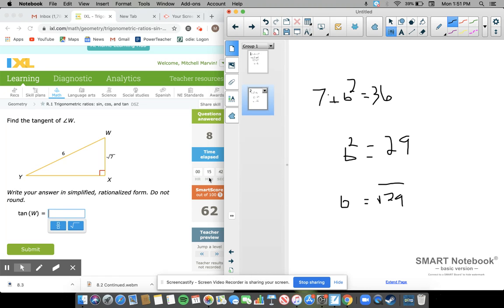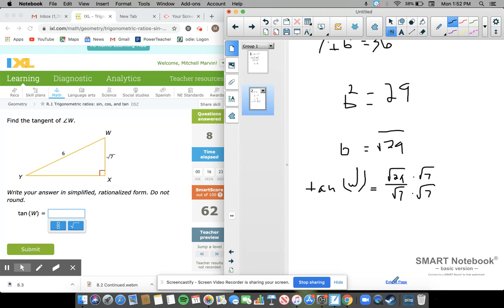So now we can do the tangent. Tangent of W, sorry, my trackpad's really not letting me write real well right now. Tangent of W is going to be opposite, so square root of 29 over square root of 7. And this is where we talked about last lesson. That's a good answer, but we have a radical in the denominator, so I need to get rid of it. So times it by itself. Times the square root of 7, top and bottom.